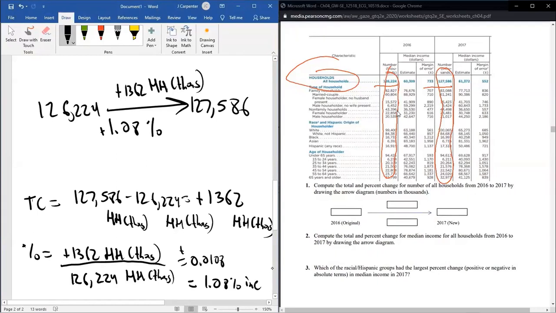There is a question 3. We don't have time for that. We're going to call it a day there.